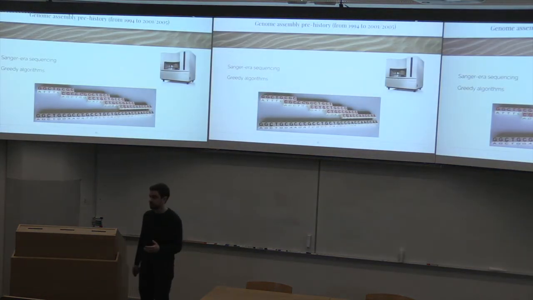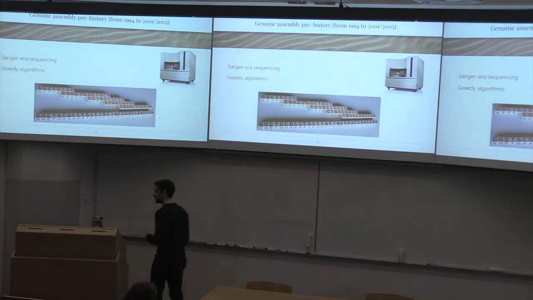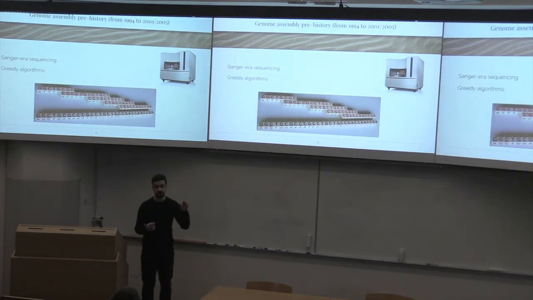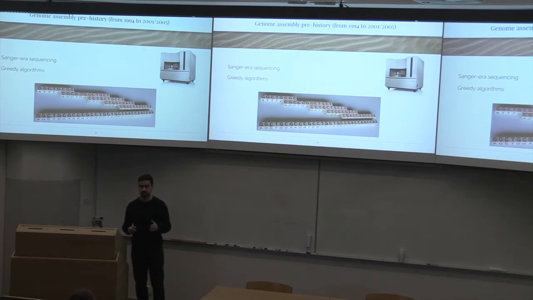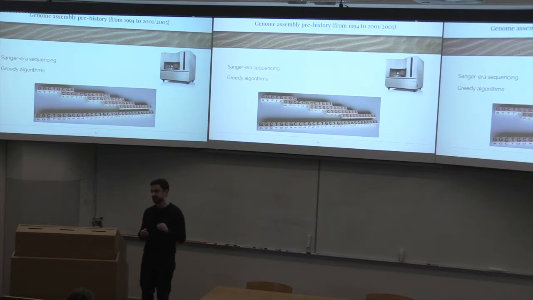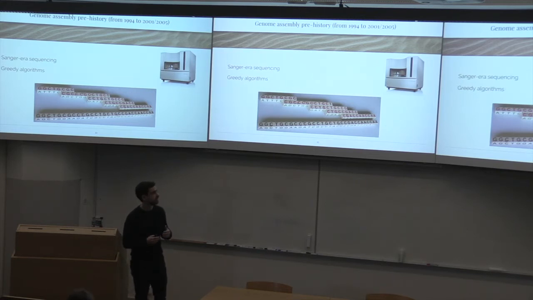Some prehistory of genome assembly. So I will not talk too much about it. That's only one slide. In the Sanger era, when you had only one type of sequencer, it was a good time. There were greedy algorithms for assembly, which basically boils down to finding a way to align your reads one by one and find an organization of them. But it wasn't a very principled way of doing assembly.